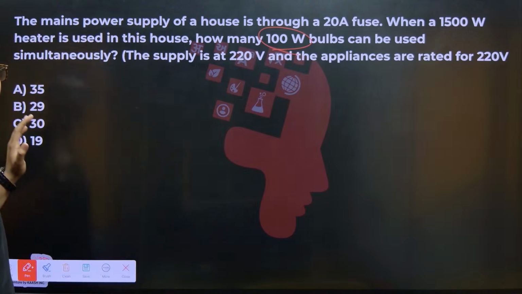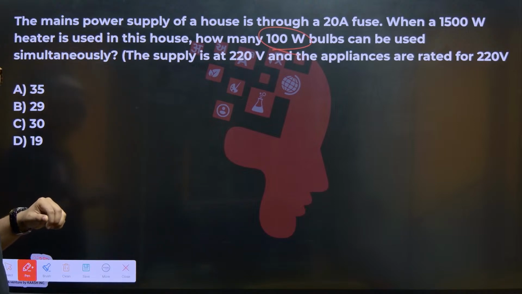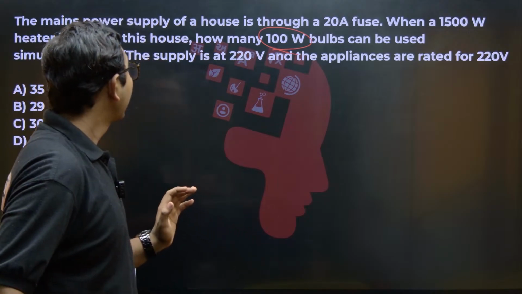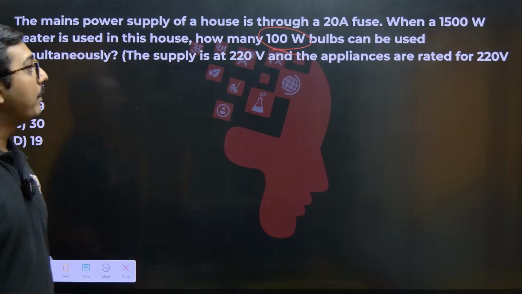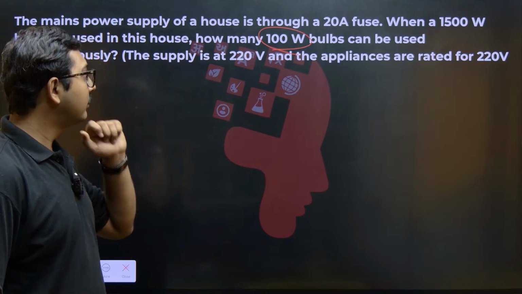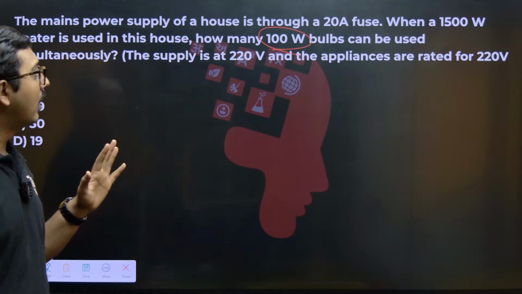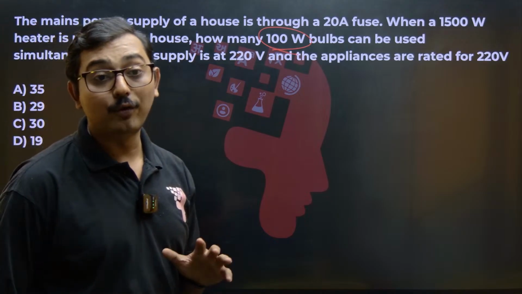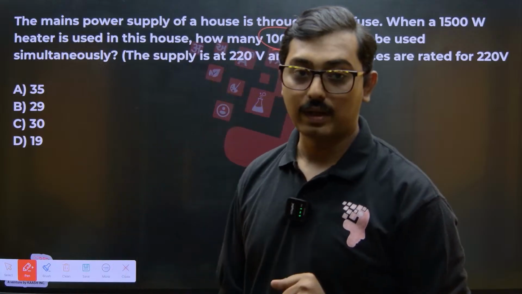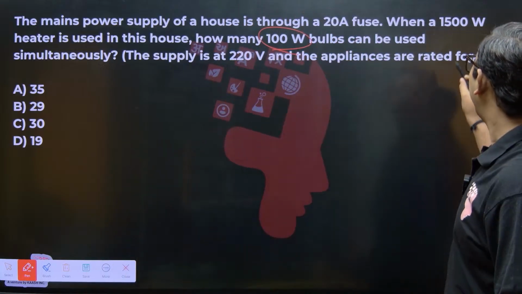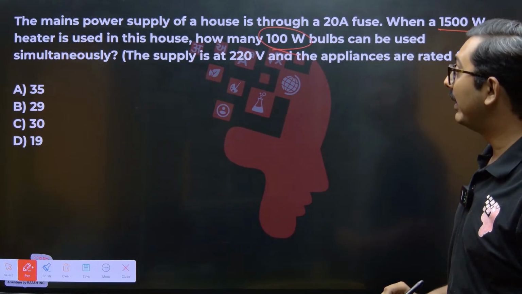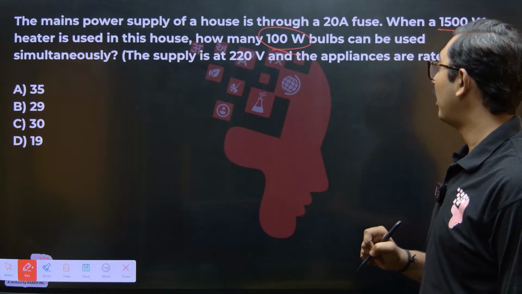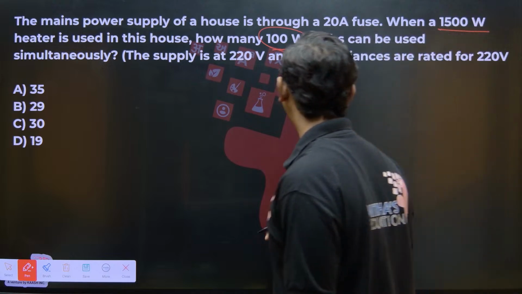When a 1500 watt heater is used in this house, the 1500 watt heater is already being used in this house. And 20 ampere is the flow of current. Now 1500 is the heater. How many 100 watt bulbs can be used simultaneously? So same thing.